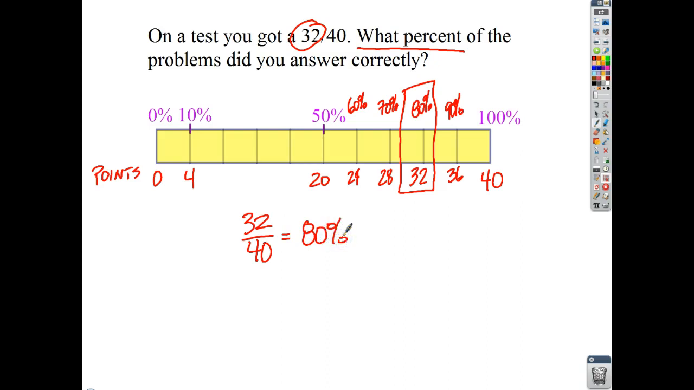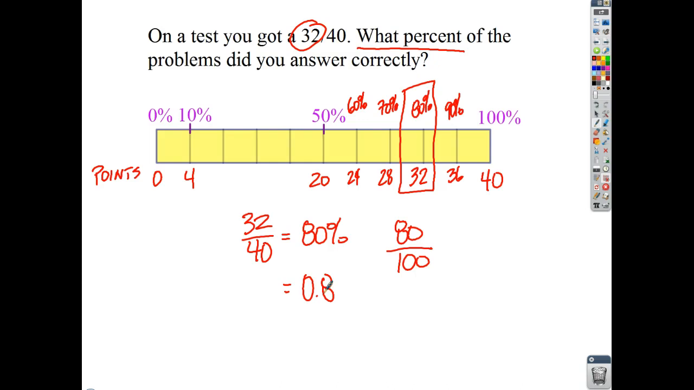Now, what does that look like? Well, this would also be 80 out of 100. If I were to go from 40 to 100, then 32 would go to 80, right? If there were 100 questions, you'd assume to get 80 of them correct. Or this is also if I divided 32 by 40, I would have gotten 0.8.